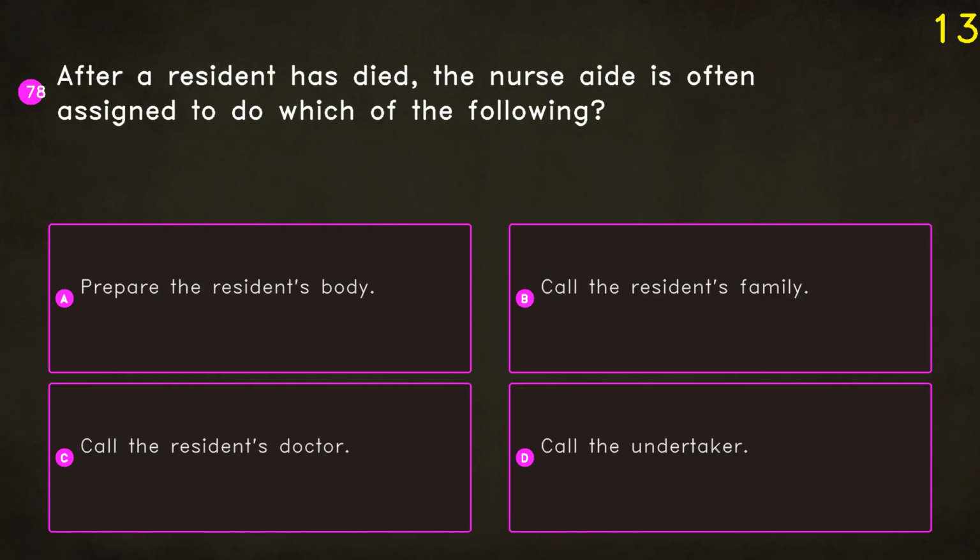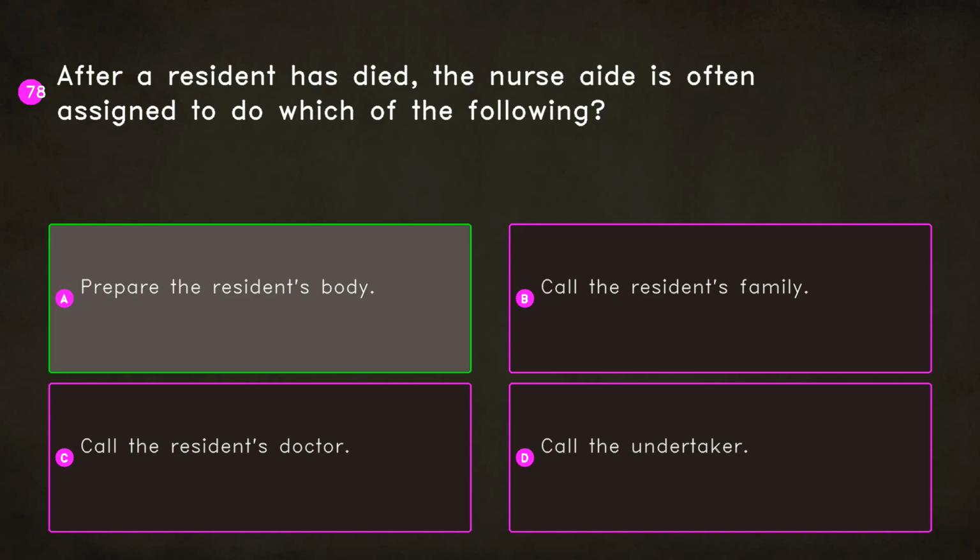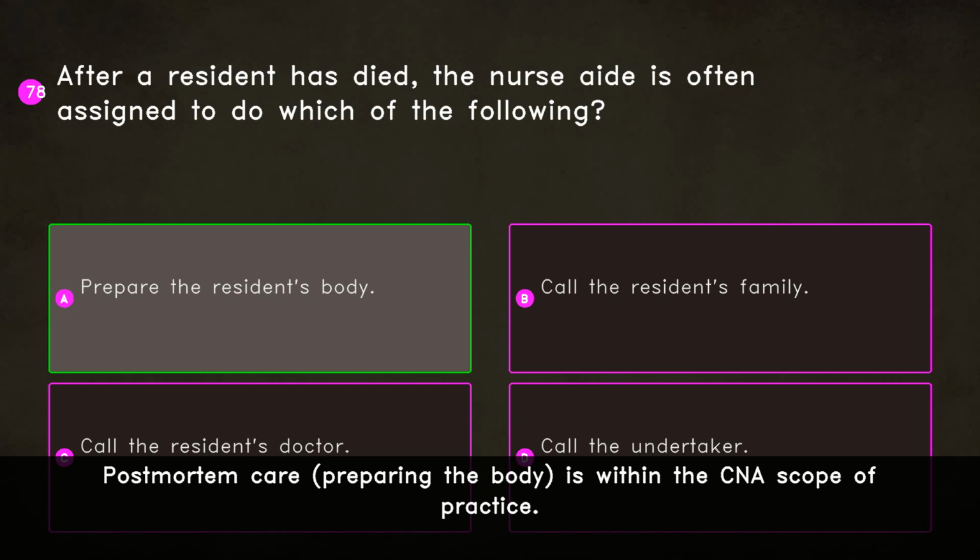Question 78. After a resident has died, the nurse aide is often assigned to do which of the following? A. Prepare the resident's body. B. Call the resident's family. C. Call the resident's doctor. D. Call the undertaker. The correct answer is prepare the resident's body. Postmortem care, preparing the body, is within the CNA scope of practice.